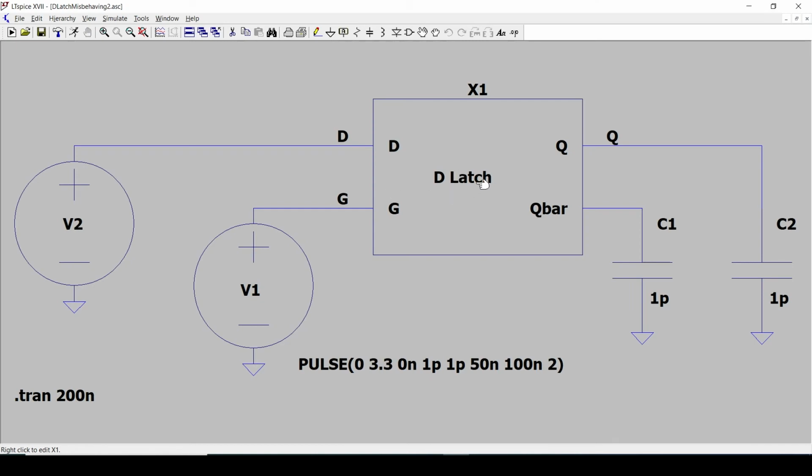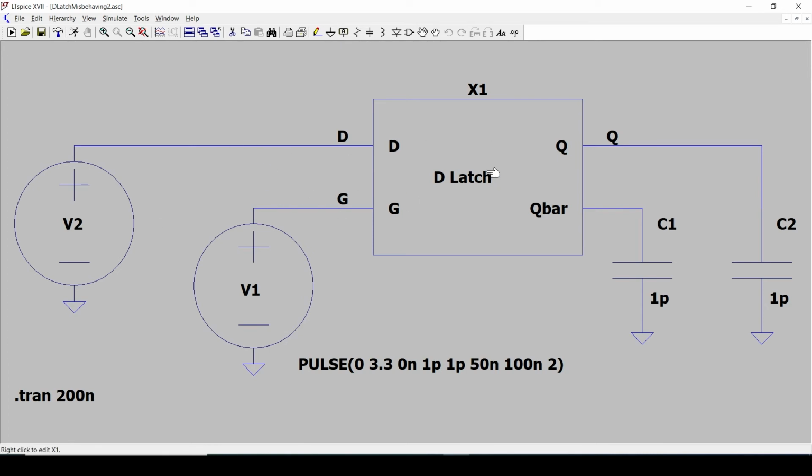I have here a D latch, which we will examine in a second. The 2 capacitors here signify that it is going to be driving some other logic gates in practice, and its inputs are basically various pulses that I've chosen to give us some interesting outputs to look at, and we'll be performing a transient analysis, so to see what happens in real life, so to speak.